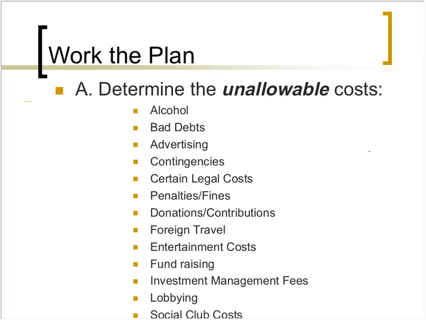So elements of the plan and working the plan, how do you actually step through that? First, you need to determine the unallowable costs. There are a number of costs that cannot be charged back to federal projects. One thing that sometimes happens is people say, well, we had alcohol, we can't charge that alcohol back to a particular federal project, so we'll put it in the indirect costs and leave it there. Well, the result of that, of course, is that it gets put into the indirects and then it gets charged back to programs. So moving it to the indirects doesn't make it allowable.